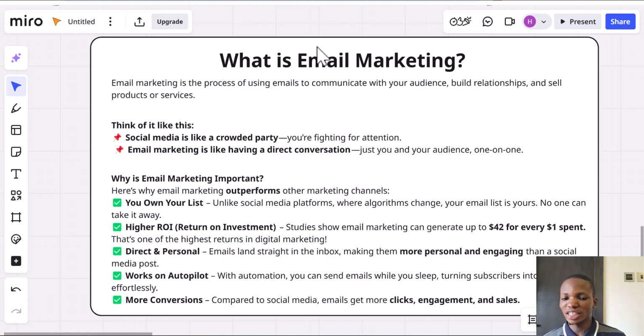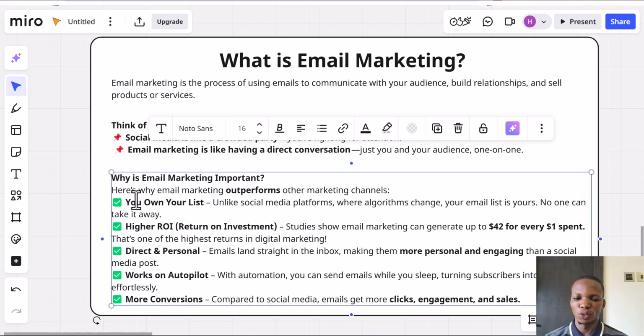So why exactly is email marketing important? I have highlighted the five core reasons why email marketing is very important. And the first one is you own your own list. It's not like social media like Facebook, TikTok, Instagram, where algorithms can change. But on email, algorithms don't change. It's just your own list. Nobody can take it away. Everybody that is in your email list is just yours personally.